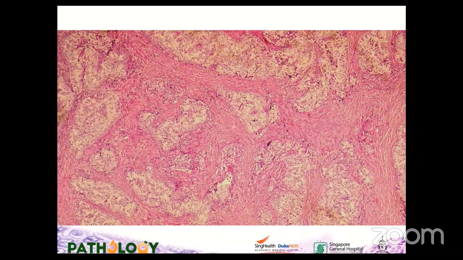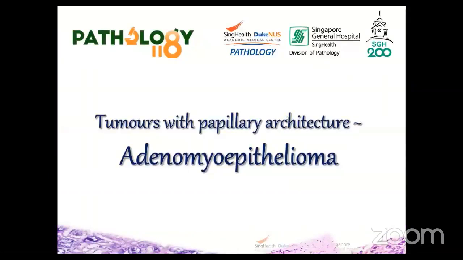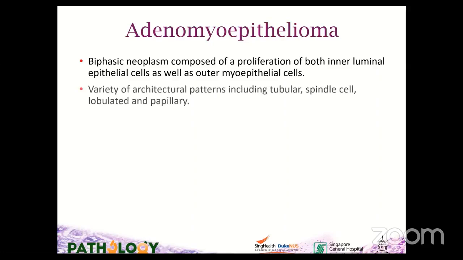Illustrations of invasive papillary carcinoma. In this example, tumor nests that recapitulate papillary architecture are seen invading into a fibrous desmoplastic stroma. Another example whereby the tumor shows embedded papillary structures associated with areas of necrosis. Tumors with a papillary architecture include the adenomyoepithelioma, which is a biphasic neoplasm composed of a proliferation of both inner luminal epithelial cells as well as outer myoepithelial cells.